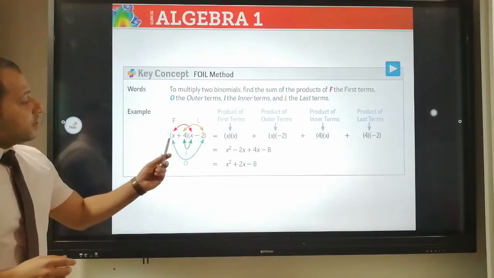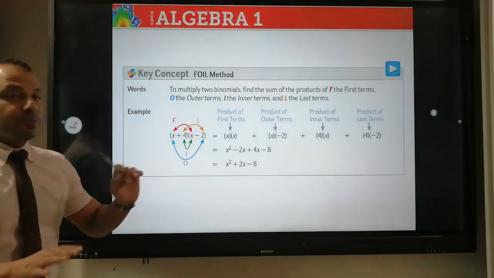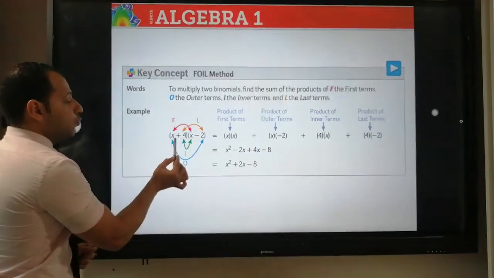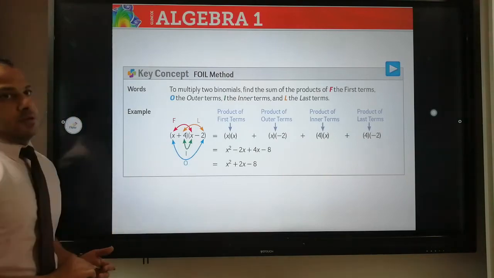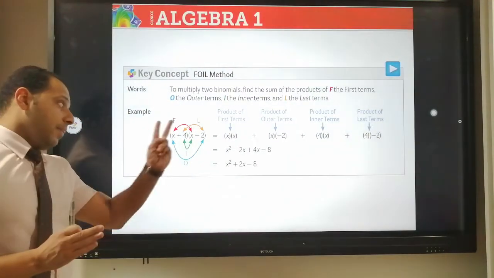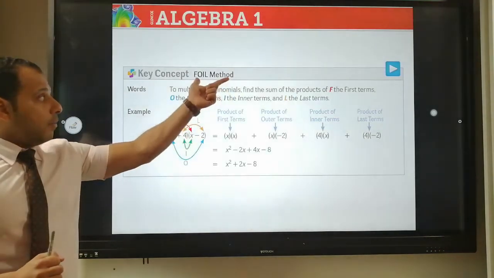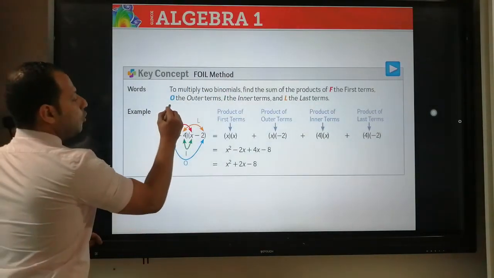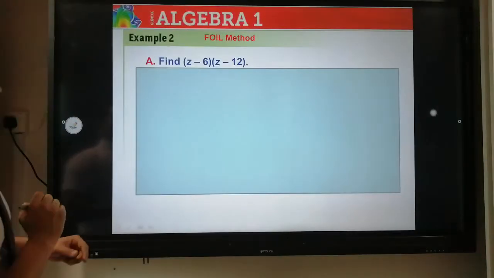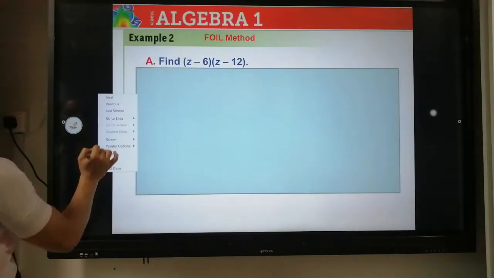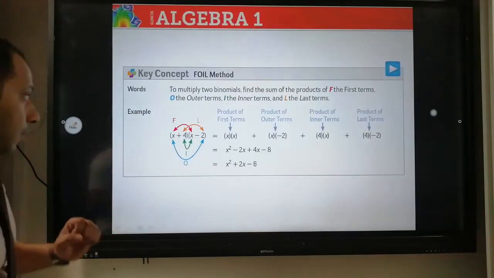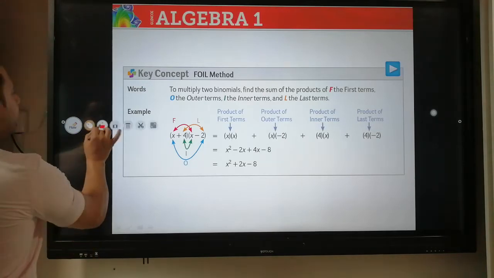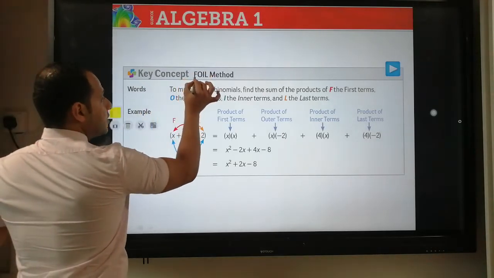The first is a binomial and the second is also a binomial. So to use the FOIL method, we must have 2 terms here and 2 terms here. We must use this method if we have a binomial and on the other side also a binomial. Let's start with the first letter of the word FOIL.